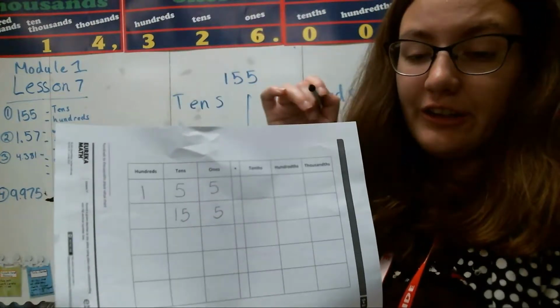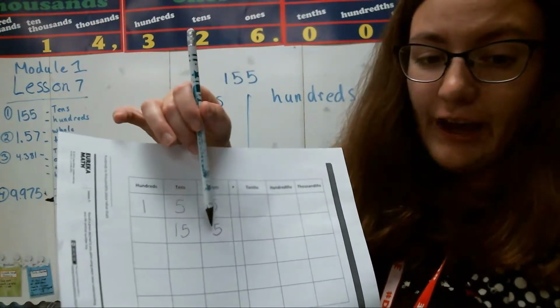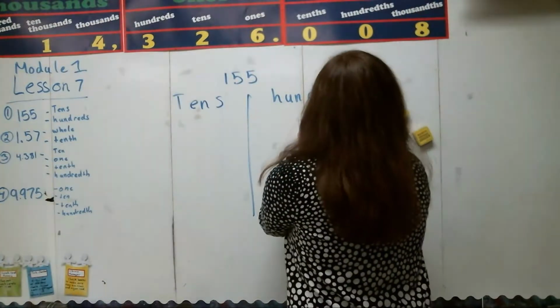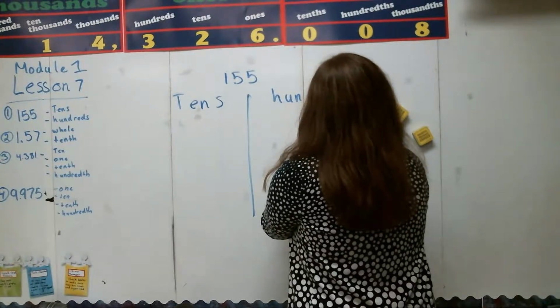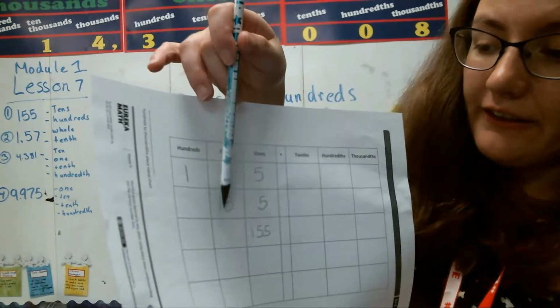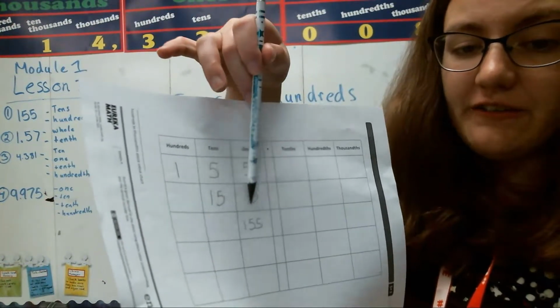Now I can further decompose this by taking this 15 and kind of sticking it with this 5 over here, and we're going to put this in our ones column. So what that would look like is something like this. So I took my 15 tens and my 5 ones, and I put them all together, so now I have 155 ones.